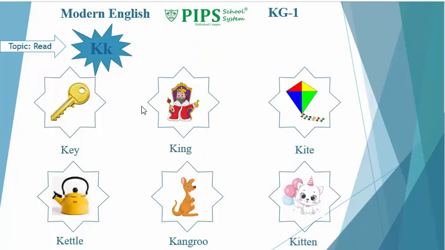The next letter is K. This is a capital letter K and this is a lowercase letter K. Sounds like K. Students, let's learn which things begin with the letter K. K-khaki.